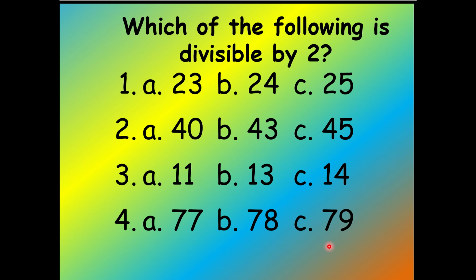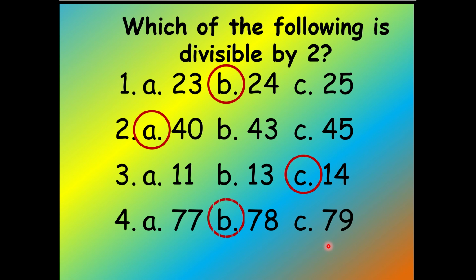Let's answer them all. For number 1, the answer is letter B. For number 2, the answer is letter A. For number 3, the answer is C. And for number 4, the answer is 78. Did you get it? Very good.